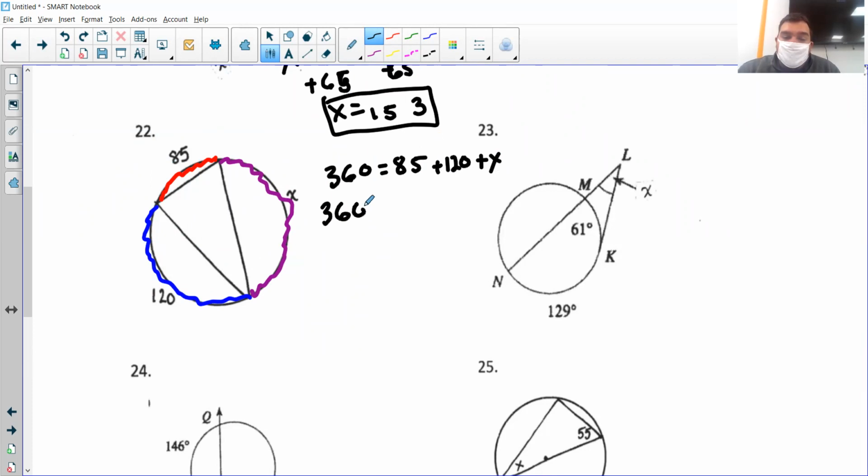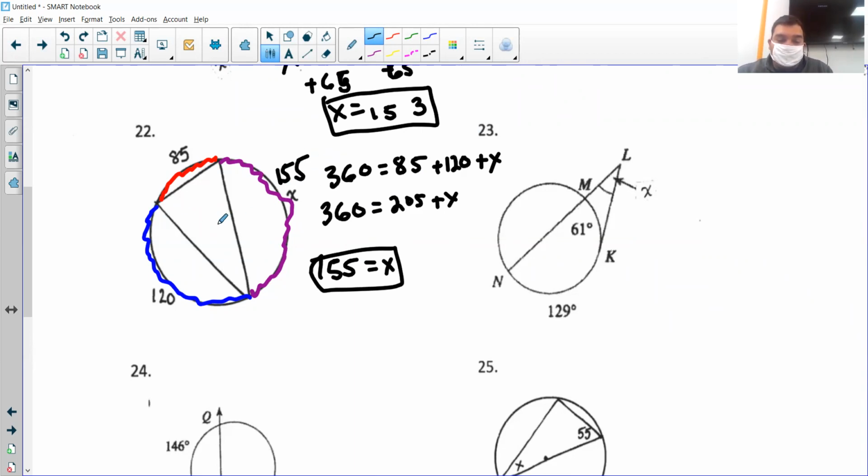Subtract 205 on both sides. 155 equals X. Because it makes a full circle, and you need to know full circles are 360. Oh, we have to find X now. That is X. This purple arc is what's left over, so that's 155. I'm trying to find X now. So it's a different place, yeah.